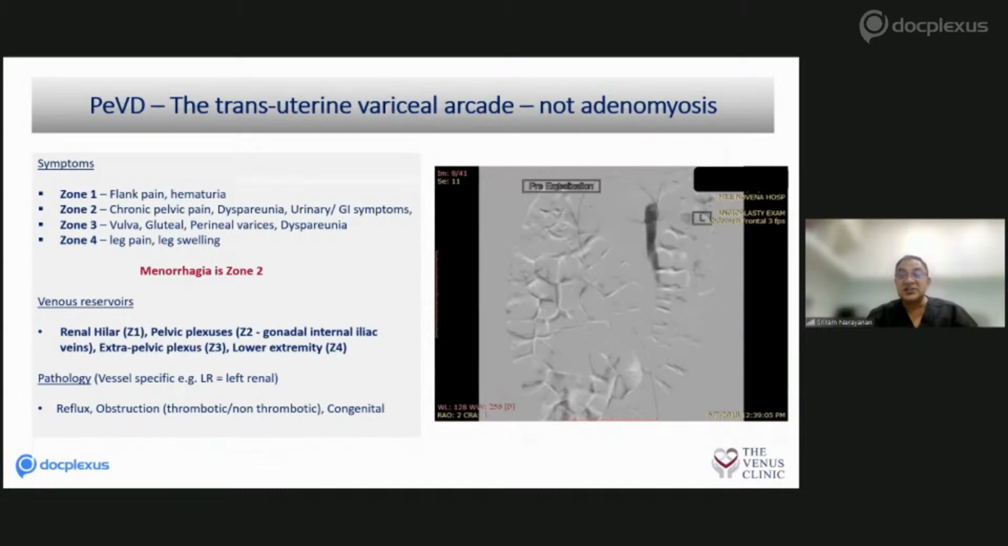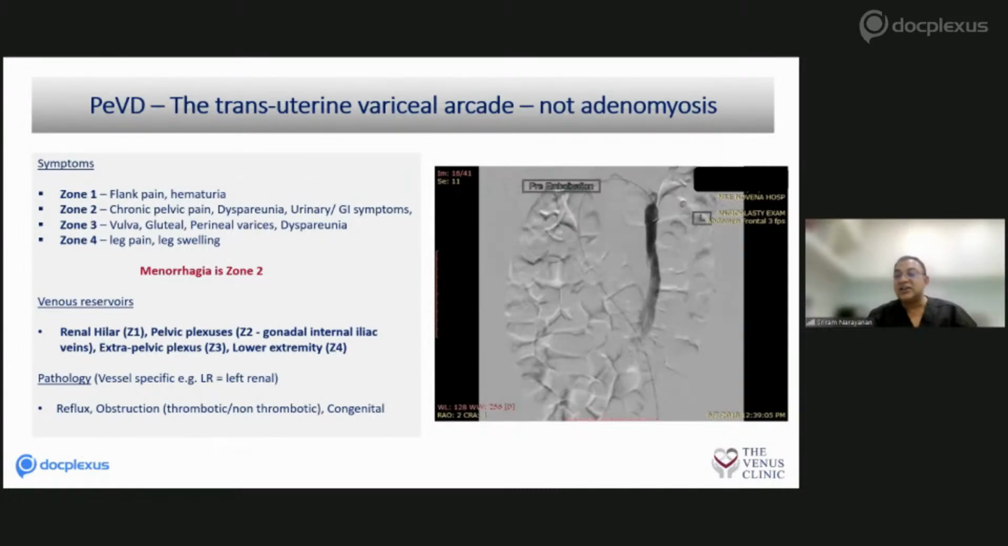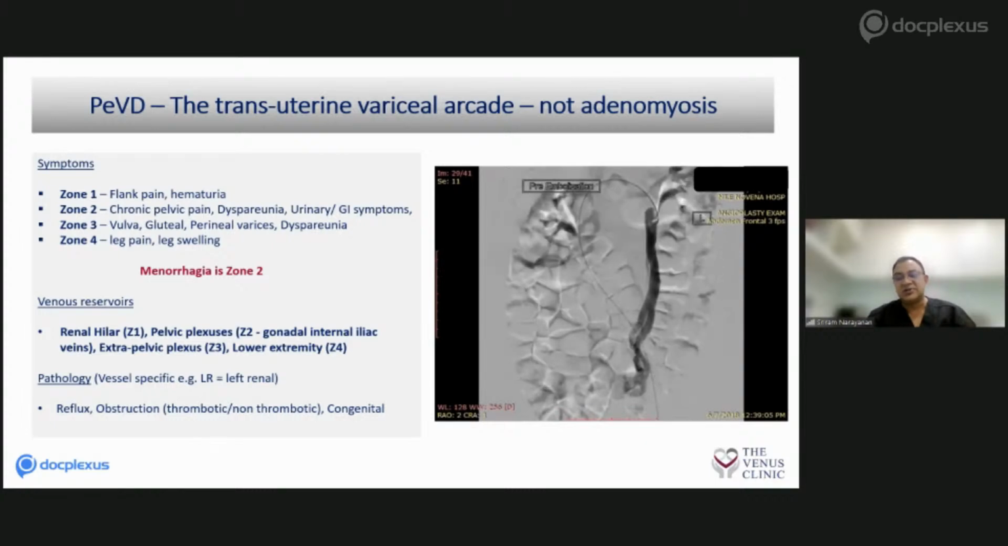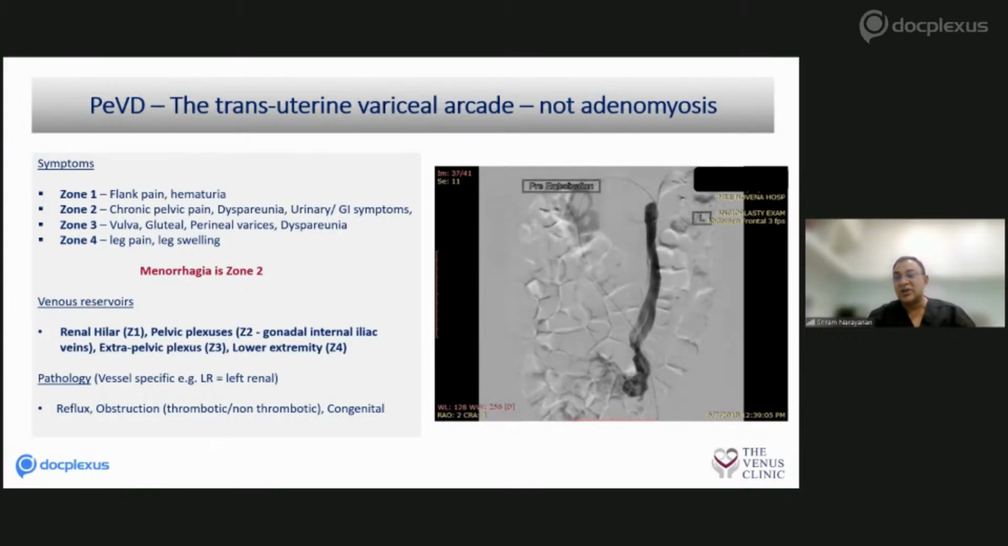So this is the transuterine variceal arcade that I've been talking about. For some time, there's been a myth that pelvic congestion syndrome does not cause heavy bleeding. That is absolutely not true once it's become a pelvic venous disorder. You can see this is a patient in supine position, not doing a Valsalva, and the contrast goes straight down the left ovarian vein. And then you can see the uterine arcade from the left side to the right side. And this is what leads to the heavy bleeding that these patients can have. So menorrhagia is zone 2 varices.